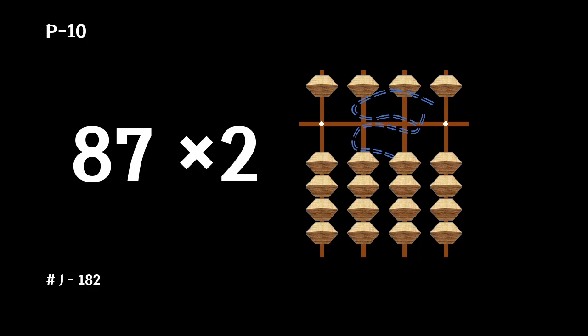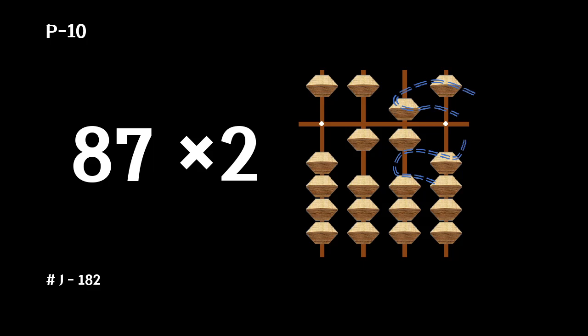8 by 2 is 16. 7 by 2 is 14. The answer is 174.